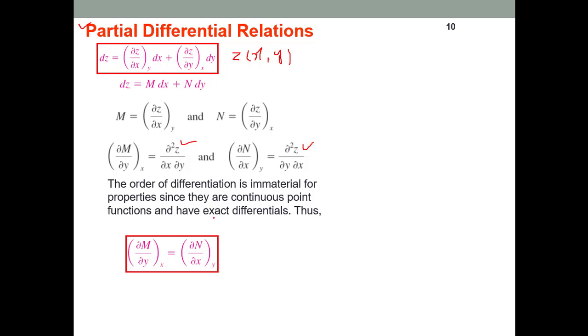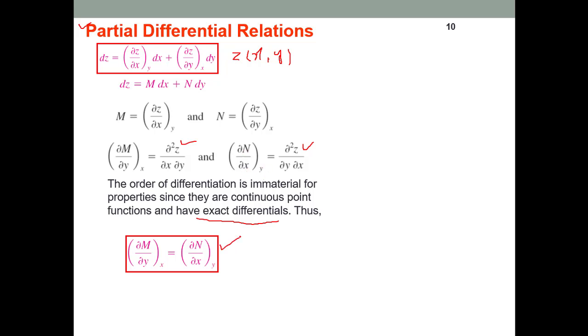Why are they the same? The order of differentiation is immaterial for properties, because properties are continuous point functions. I mean, properties depend on the end points, they don't depend on the path, so that's why they have an exact differential. So since this value is equal to this value, partial M by partial y when x is constant is equal to partial N by partial x when y is constant.